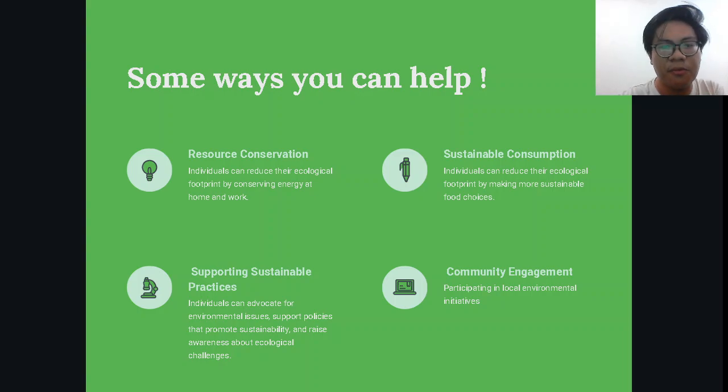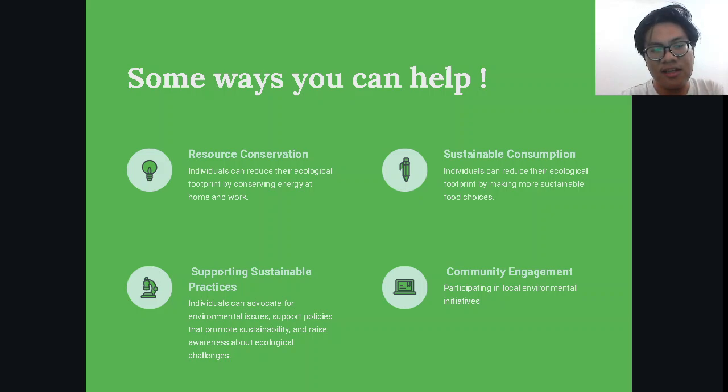Next, supporting sustainable practices. We can advocate for environmental issues, support policies that promote sustainability, and raise awareness about ecological challenges. Engaging in community environmental initiatives and supporting organizations focused on conservation and sustainability can amplify impact.